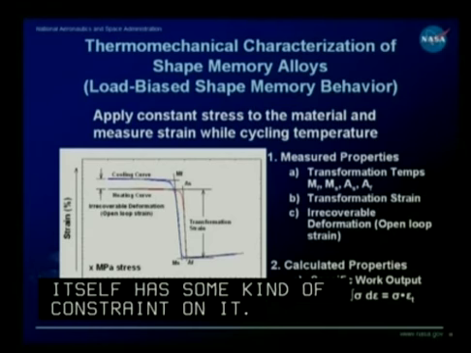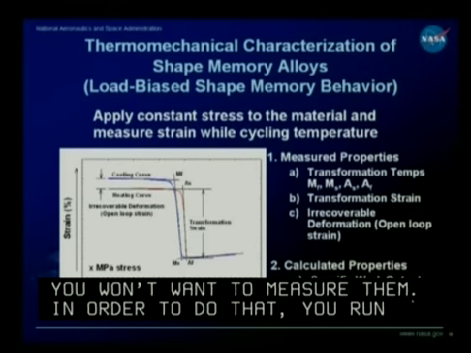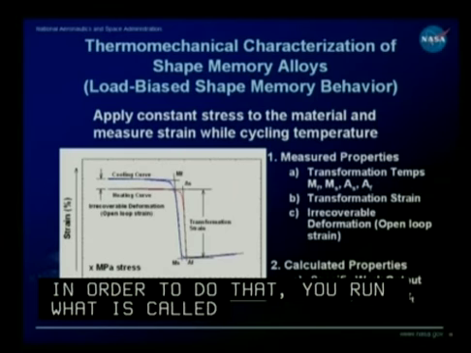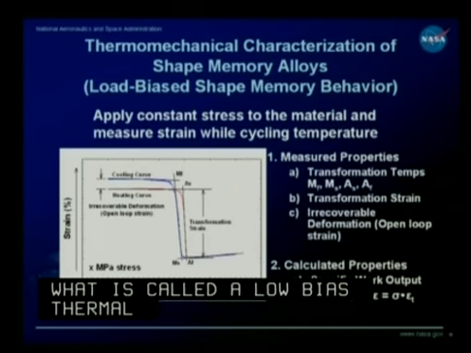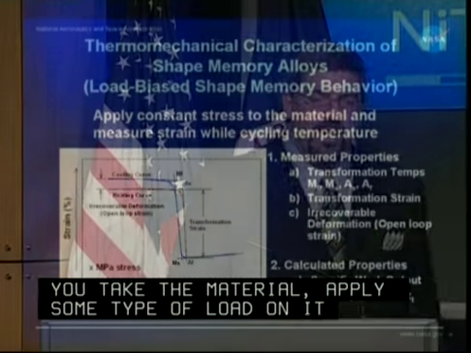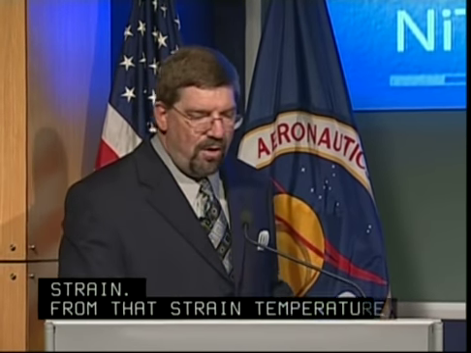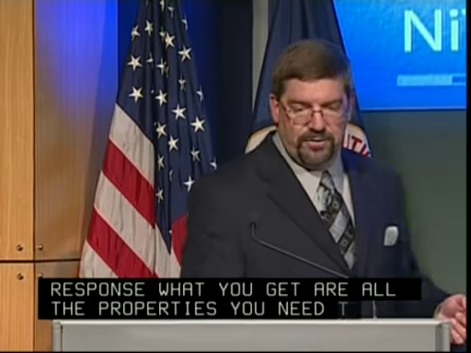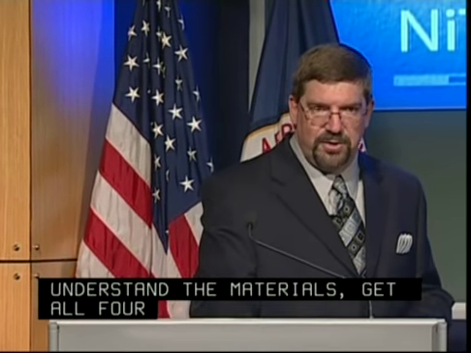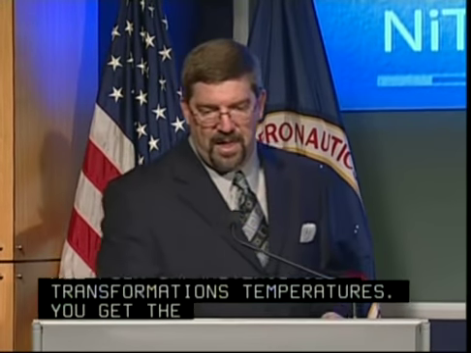So in order to do that, you run what's called a load-biased thermal cycle. You'll take the material, apply some type of load on it or some type of constant stress, cycle the temperature and measure strain. And from that strain-temperature response, what you'll get are almost all the properties that you need to understand these materials. You get all four characteristic transformation temperatures. You get the transformation strain, which is one of the most important factors here.